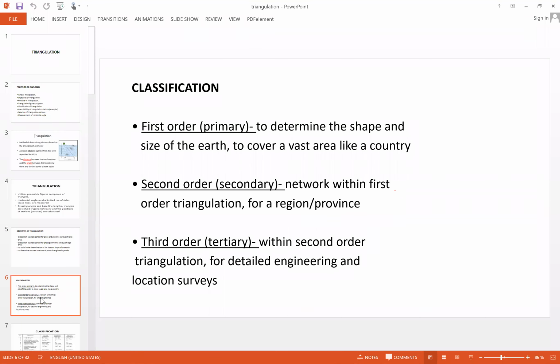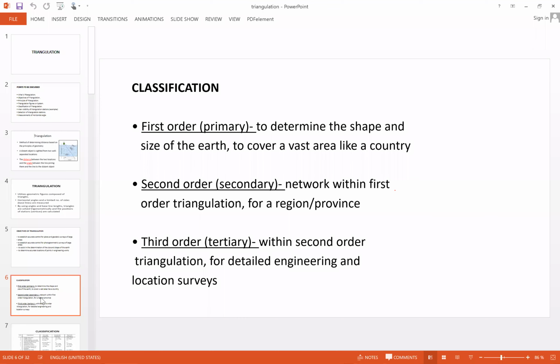Then the classification system. The classification system is based upon the area that needs to be covered. The first order or primary classification: if you have to cover a wide area, like the entire area of a country like Pakistan, then you will go for primary, first order classification, right? What is secondary classification? Suppose you have to cover a smaller area, for instance a particular province of Pakistan, then you will go for secondary classification. And third order, tertiary classification, is if you have to go for a specific project, right?